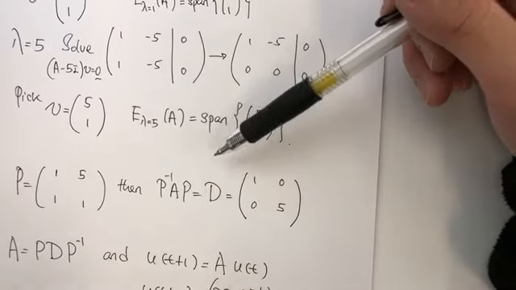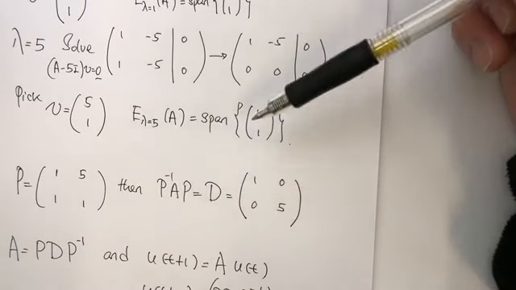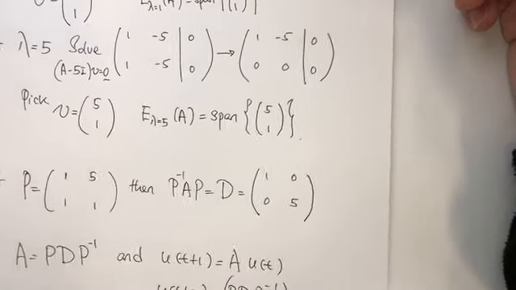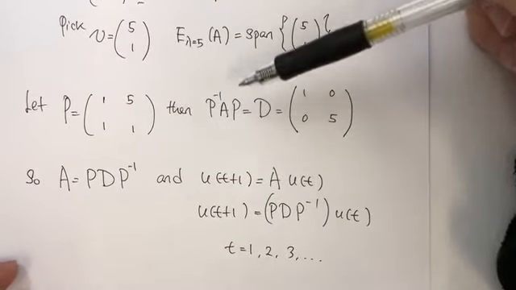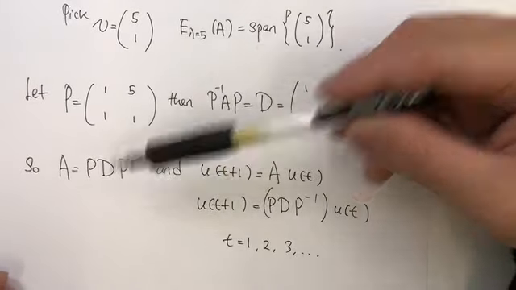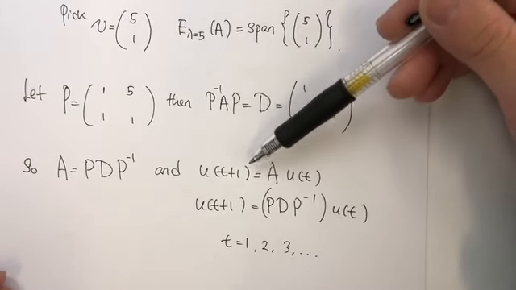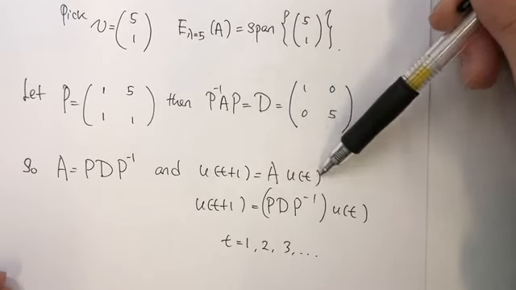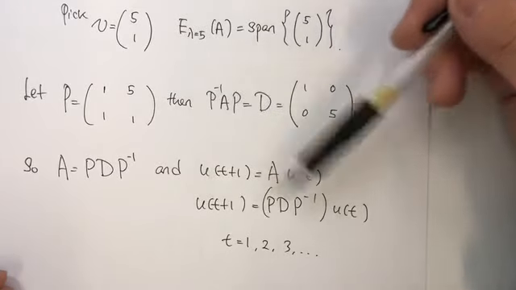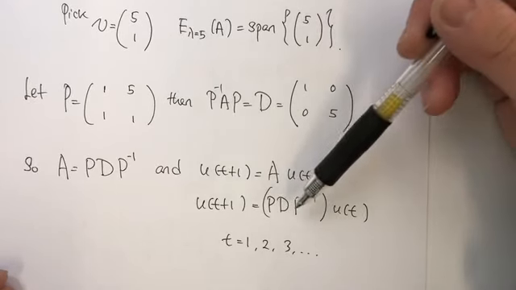When you have a relationship like that, we also say that A and D are similar matrices. A is similar to the diagonal matrix with entries 1 and 5. So we can rewrite this as A equals P D P inverse. Let's just move things around. Back to our original equation, u_{t+1} equals A u_t. But now our A is P D P inverse, so we're not working with A anymore. Our A can be written as a product of three matrices, P, D, and P inverse.